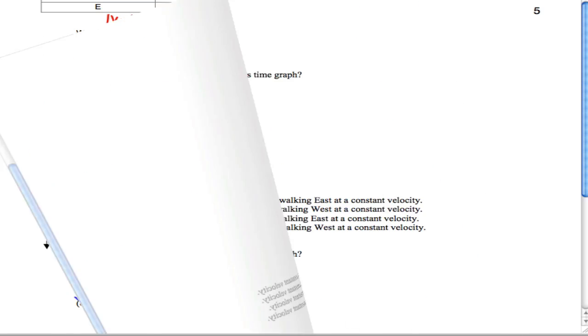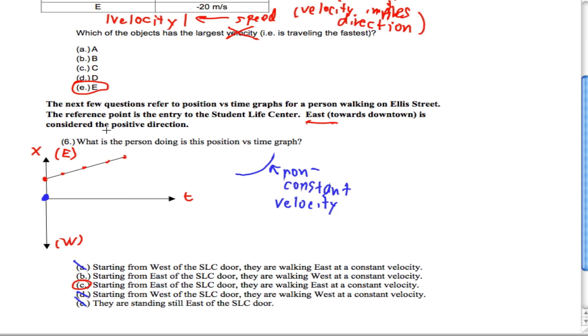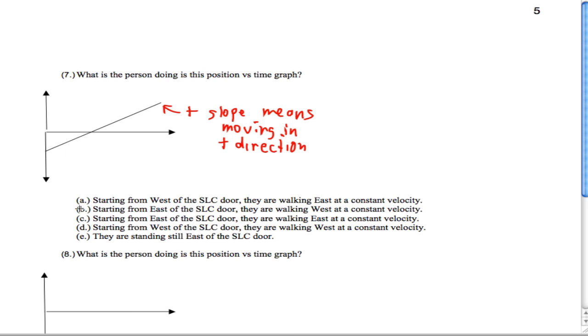Alright, now moving on to number 7. What is the person doing in this position versus time graph? Well, I'm still walking in the positive direction, and I know that because my slope is positive. Positive slope means moving in the positive direction. And in this case, when we go to the previous page, we look, and east is considered the positive direction. So I need a choice that tells me I'm moving east. That rules out B, that rules out D, that rules out E.